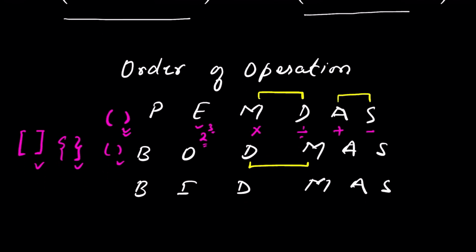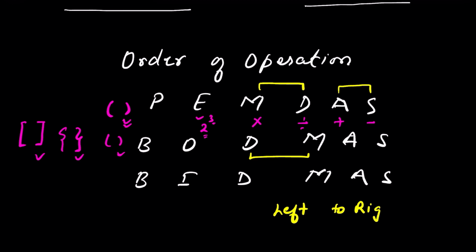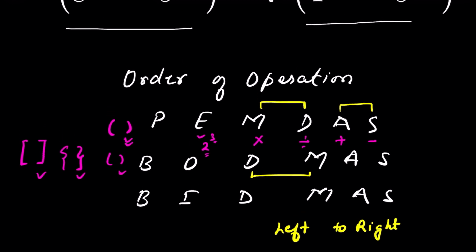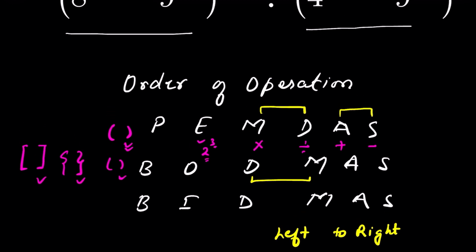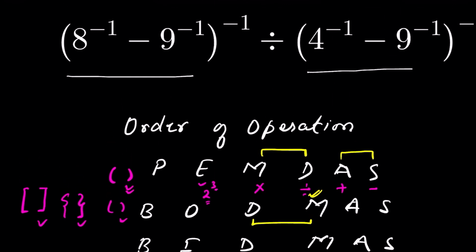Whichever comes first from left to right. So if you get multiplication first from left to right, you solve that. If you are getting division first from left to right, you solve that. But after solving parenthesis and exponent, only then you solve multiplication, division, and after that you come to addition, subtraction. And with addition, subtraction, you also follow the rule of left to right. Now let's solve the question.